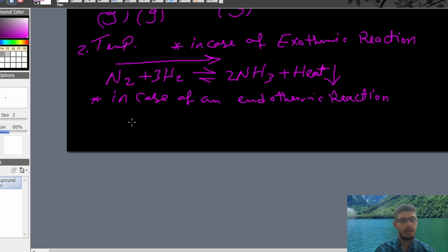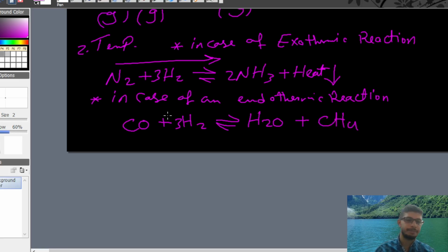Let's say something like carbon monoxide plus 3 moles of hydrogen, the same gas, to give me H2O plus CH4. What if this is an endothermic reaction? Where would you put the heat energy? Next to the products or next to the reactants here?